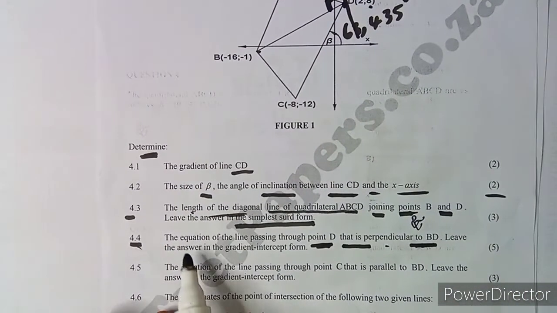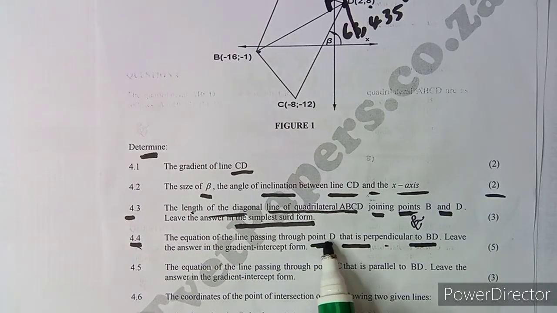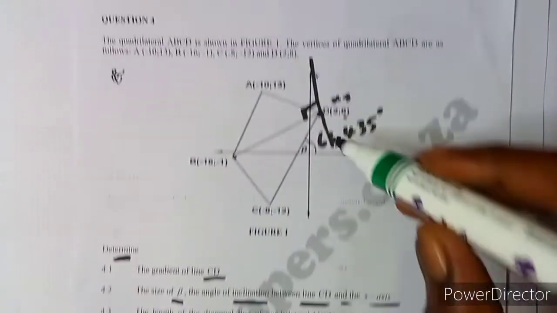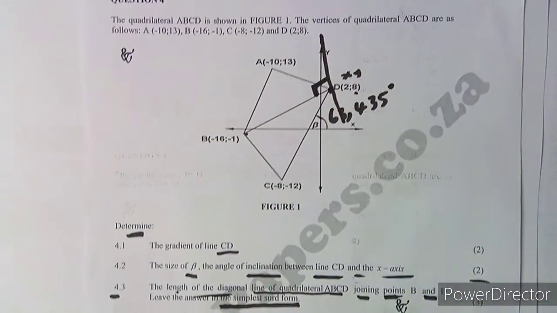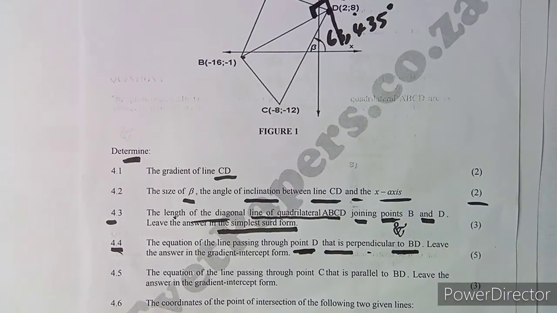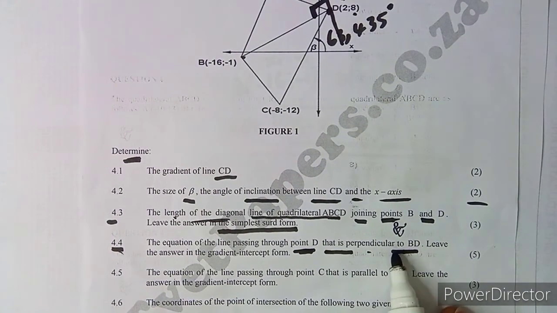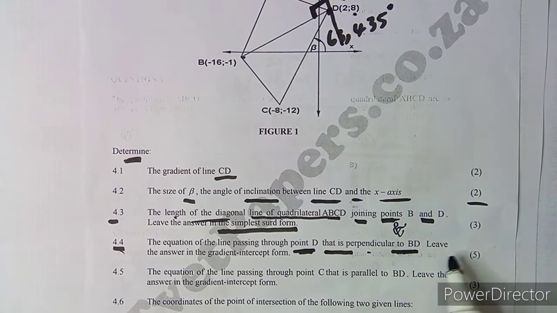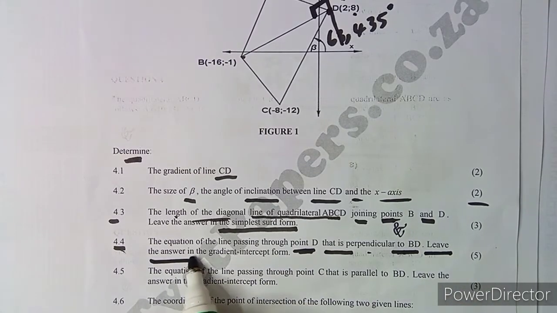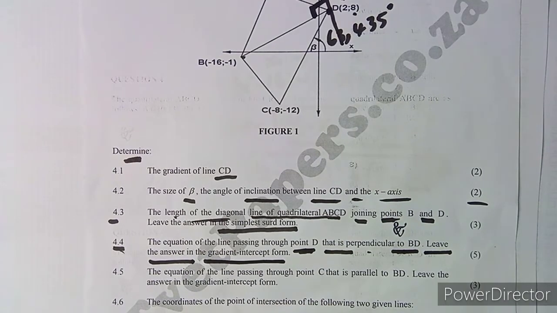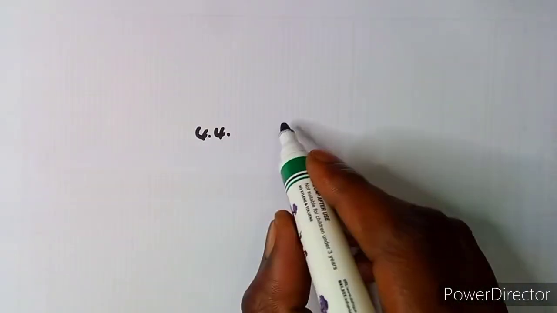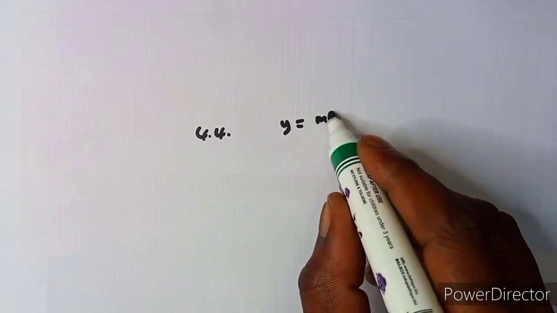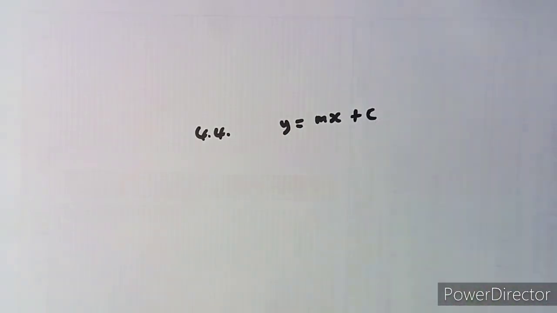Because take note, the equation of the line passing through point D. So this line is the one that we have, this one which passes through point D, which is perpendicular to BD, like that. So what is the concept? After finding this equation, you're asked to leave the answer in the gradient intercept form. Which one is the gradient intercept form? So this is our 4.4. When you're working with the gradient intercept form, this is y equals mx plus c.